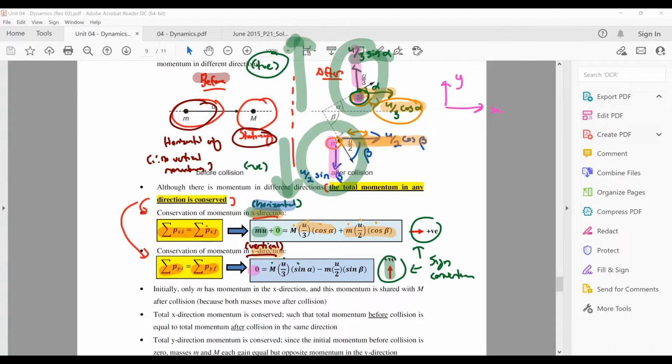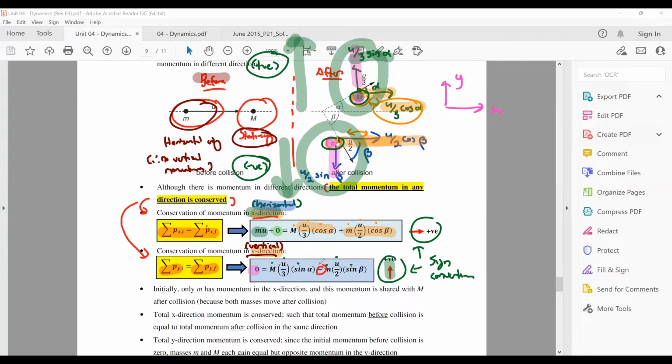But when I talk about the small m, the momentum vertically would just be m times U over 2 times sine beta. But because it's opposite to my sign convention, it will be a negative. That's why there's a negative sign here. So this is you adding your momentum in the vertical direction.